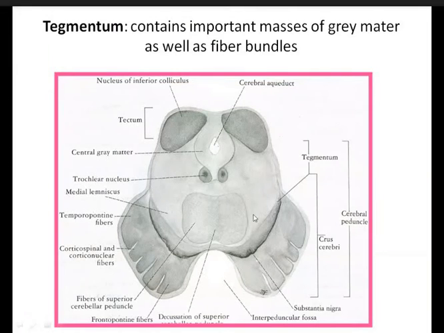And the tegmentum, starting from substantia nigra to the cerebral aqueduct, is important. It consists of important masses of gray matter as well as bundles of fibers. So here we can see the fibers of the cerebellar peduncles. The nuclei can be seen, the trochlear nuclei, and all the fibers are on the crus cerebri. So these are the gray matters which are present in the tegmentum.